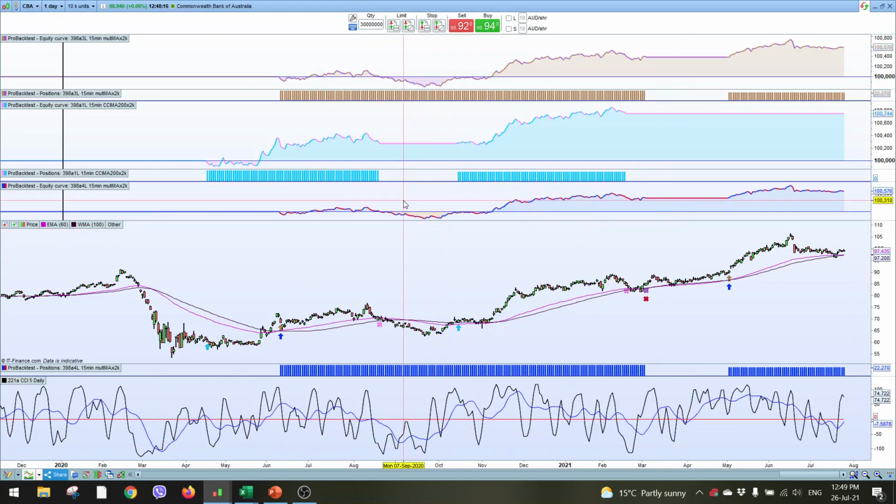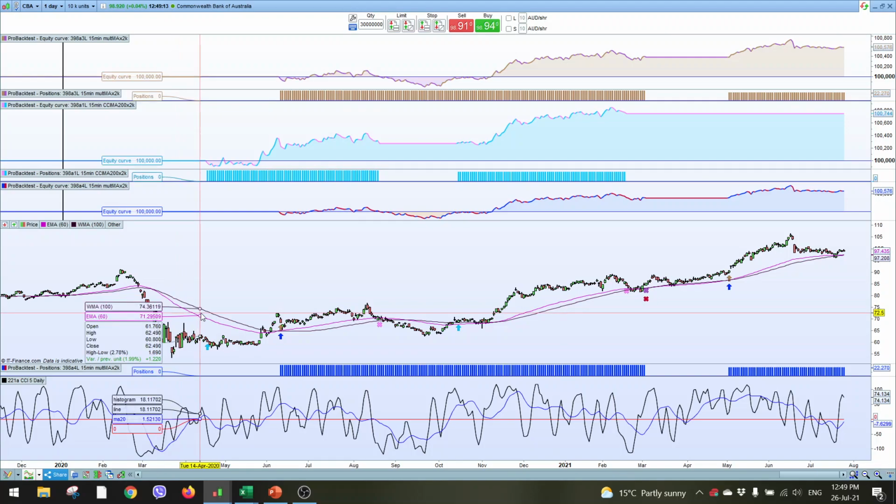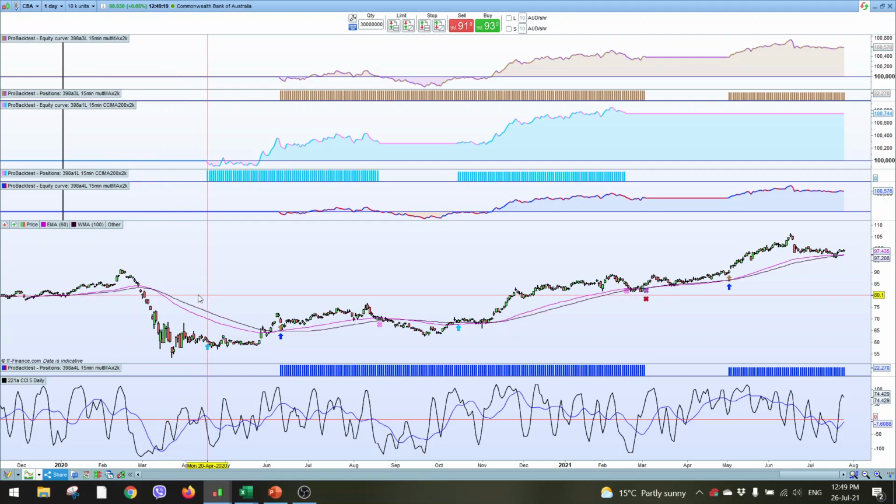These other two profitability charts are now using the moving average crossover, which I've introduced today. Just hold that there for the moment. You can see there, the pink line is an exponential moving average of 60, and the black moving average is a weighted moving average of 100. Whenever it crosses, like it did there, we enter the trade. So there's two strategies being executed here.